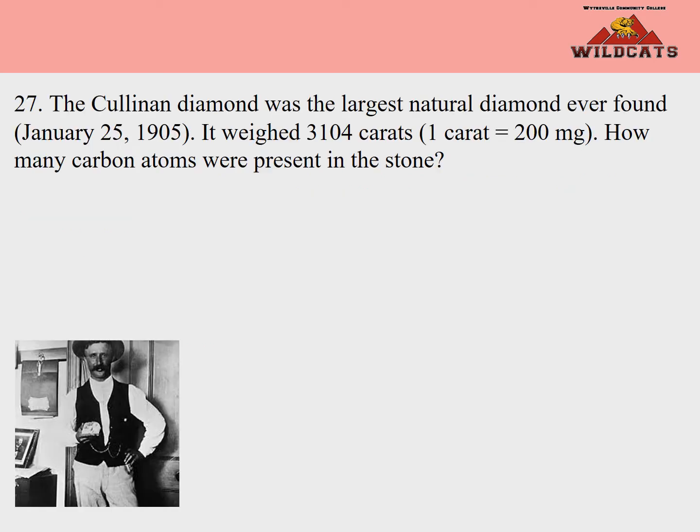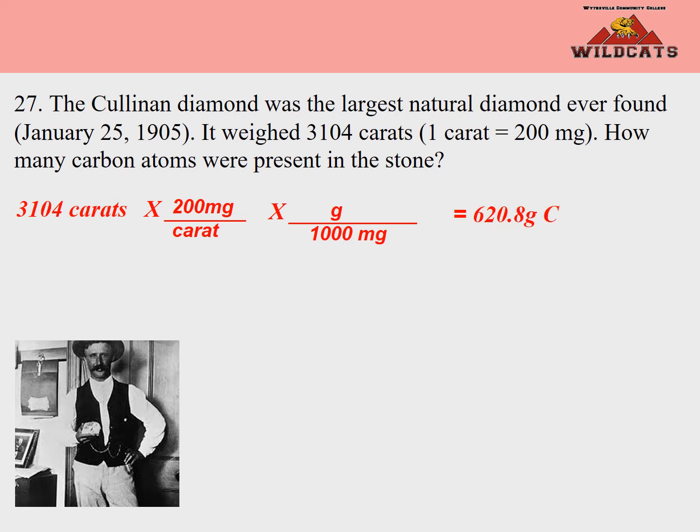So let's take a look at the Cullinan diamond. It's the world's largest natural diamond, and it weighs 3,104 carats, and each carat has a mass of 200 milligrams. So let's take that carats and convert it to milligrams. And because we're looking for the number of carbon atoms, we're going to need moles and Avogadro's number. So let's convert that milligrams to grams. And so we end up with a diamond that has a mass of 620.8 grams that's composed purely of carbon.